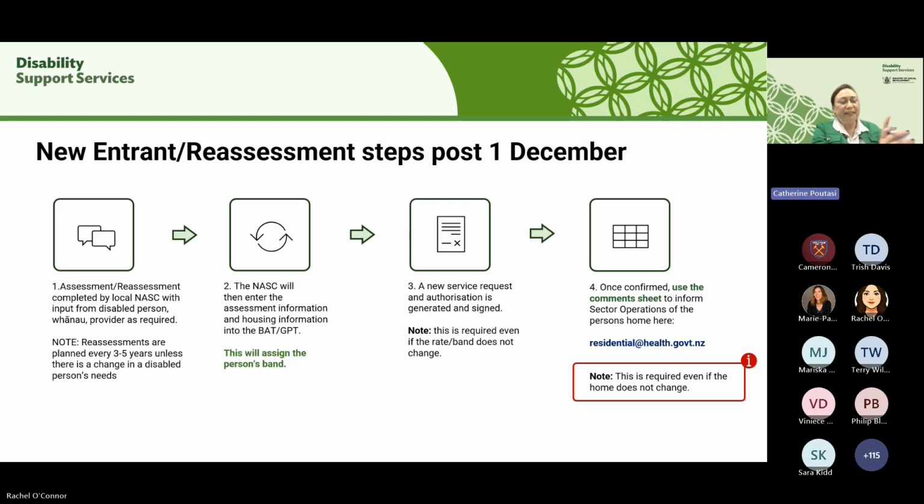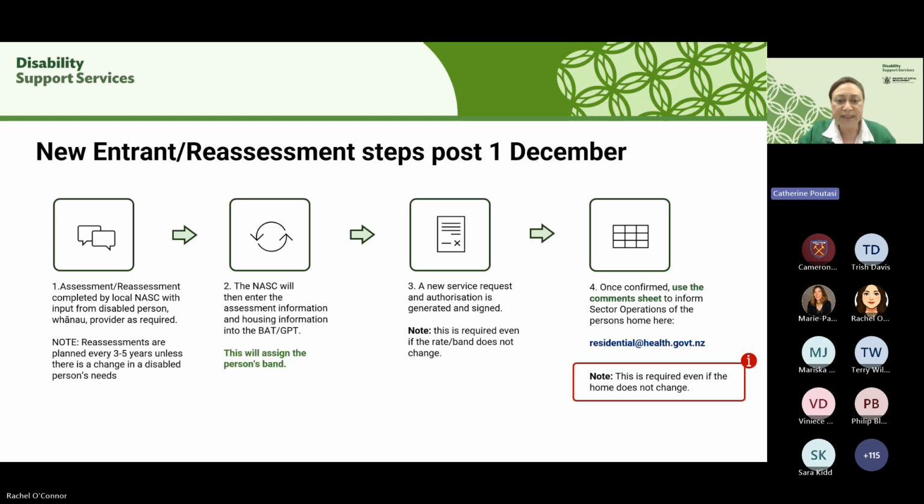In terms of the process, the assessment and reassessment will be completed by your NASC with input, of course, from the disabled person, whānau, carers and provider as required. I really wanted to stress this. Reassessments are planned every 3 to 5 years unless there is a change in the disabled person's needs. The NASC will then enter the assessment information and housing information into the band allocation tool or global pricing tool, and this will assign the person's band.